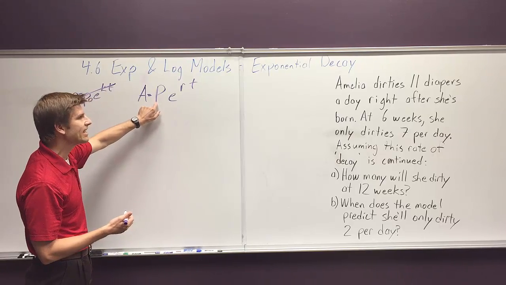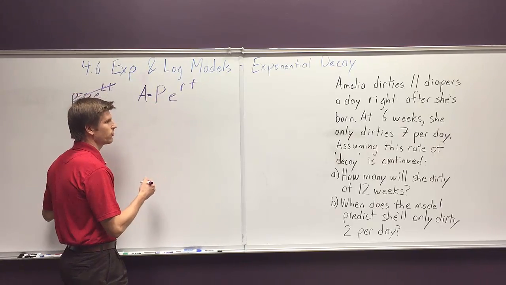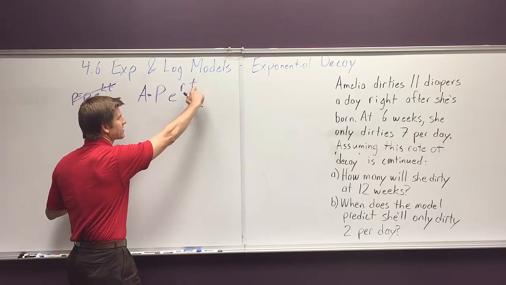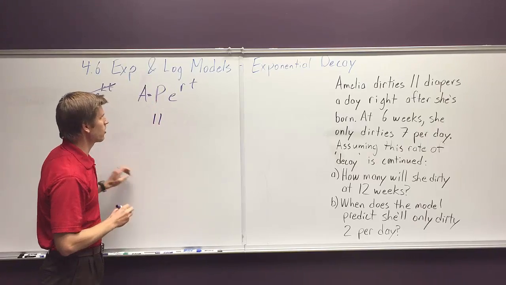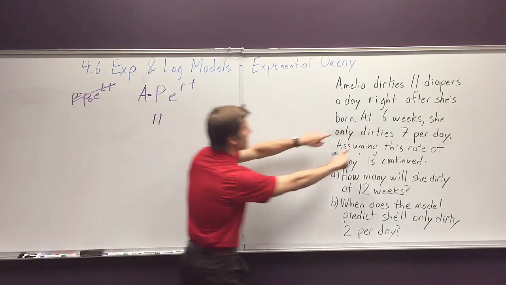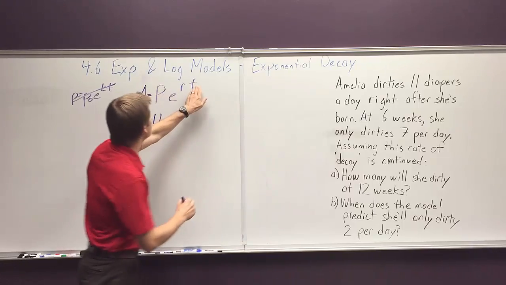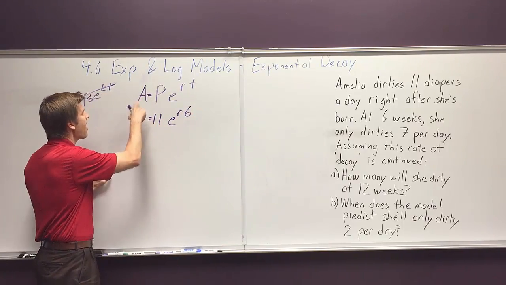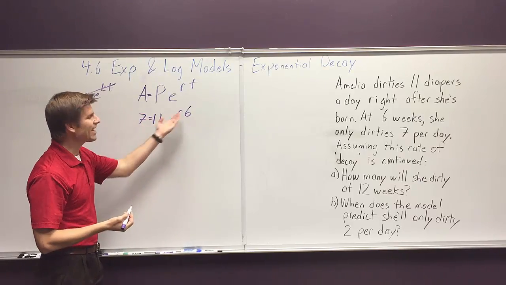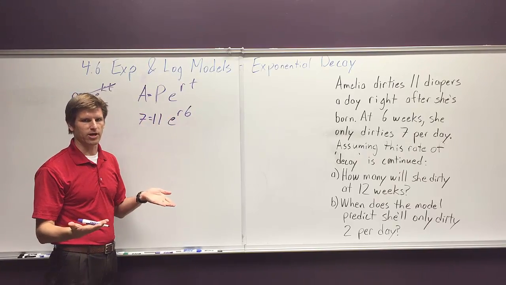Okay, so P here is the initial number of diapers. At birth, that's time 0. So what we're doing is we're putting in 11 to start with. Now, this is a related set of information. When t is 6, A is 7. I'd like to know what rate that predicts.